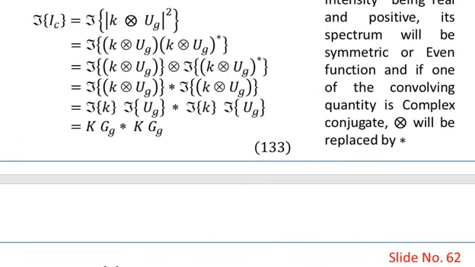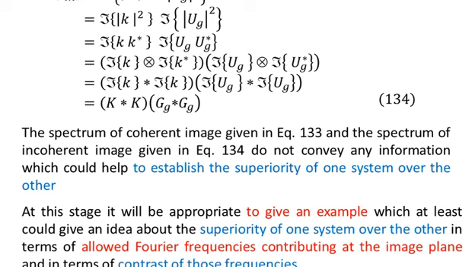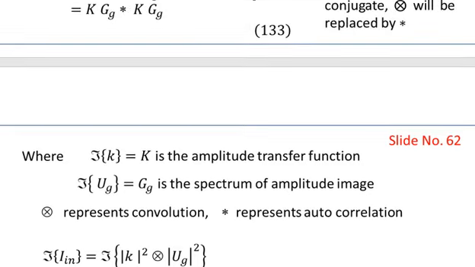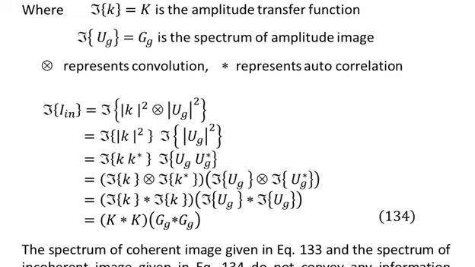So we have obtained the spectrum of the intensity image of the coherent system in equation number 133, and we have obtained the spectrum of the incoherent intensity image on the right hand side in equation number 134. The spectrum of the coherent image given in equation number 133 and the spectrum of the incoherent image given in equation number 134 do not convey any information which could help to establish the superiority of one system over the other. So if you just look at these mathematical expressions, the expression of equation number 133 and the last expression of equation number 134, we cannot obtain any useful information.